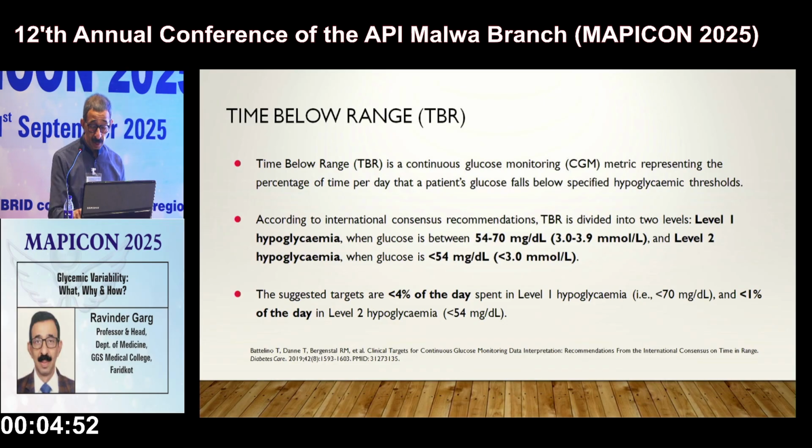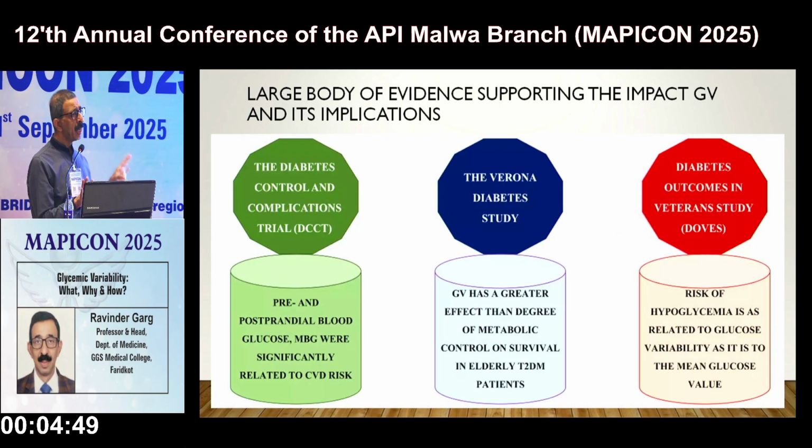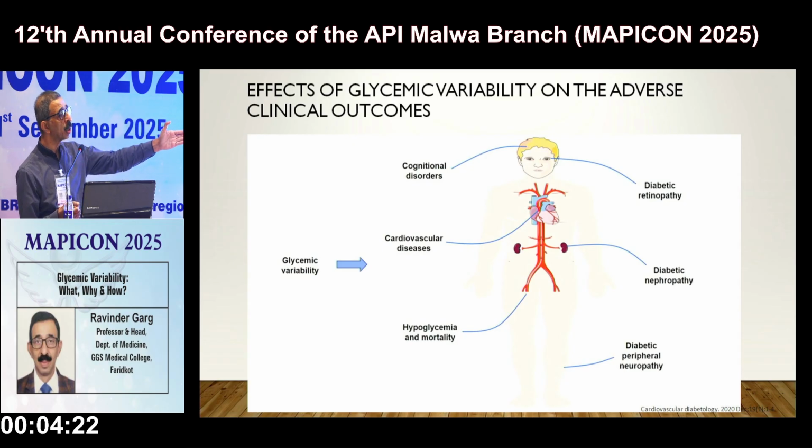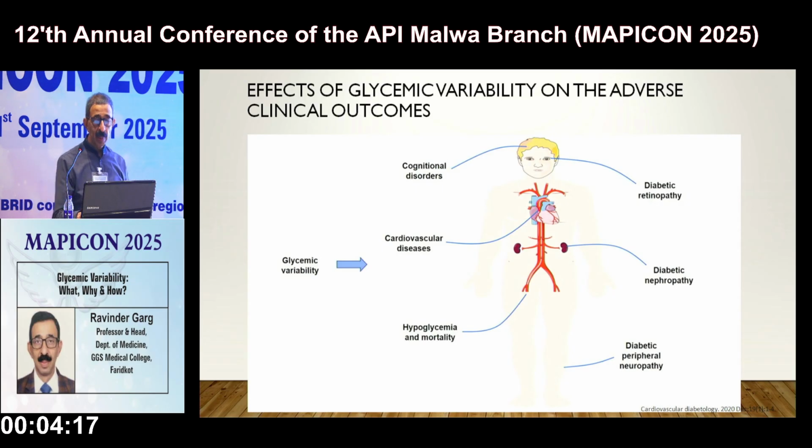So there is a good amount of evidence now that glycemic variability has its impacts and implications. Now we have so many studies. We have the DCCT study, we have the Verona Diabetes Study, we have the DOBBS study, which focuses only on hypoglycemia. So there is good evidence to suggest this, and we know that glycemic variability has adverse outcomes in the form of microvascular complications on your right and macrovascular complications on your left.